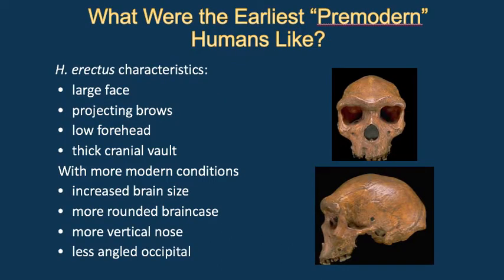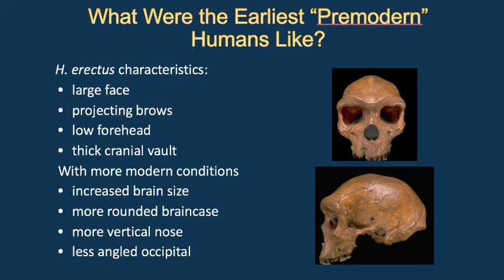Okay, so what were the earliest pre-modern humans like? During the mid-Pleistocene, we have a mix of more primitive characteristics that are more similar to Homo erectus, and we also have more modern-looking conditions as well. So the Homo erectus-like conditions include having a very large, kind of heavy face, having a projecting brow. You can see in the picture here on the slide that brow ridge is just enormous. Having a low forehead, so the forehead is basically non-existent. It kind of just slopes back. They definitely didn't have vertical foreheads like humans have. And a thick cranial vault. So overall, very thick, heavy, robust skulls.